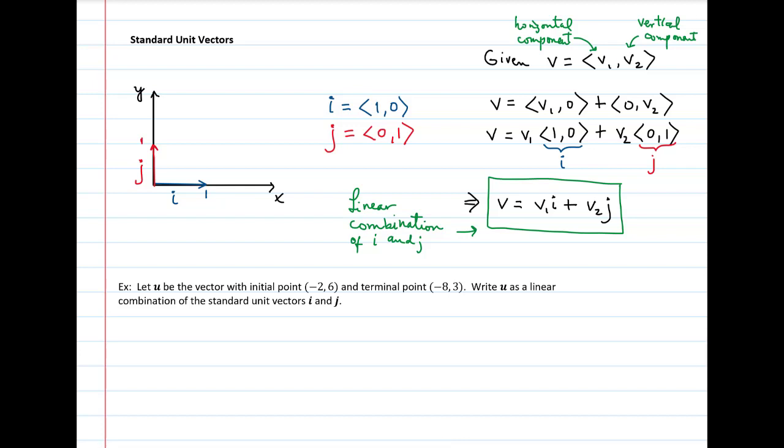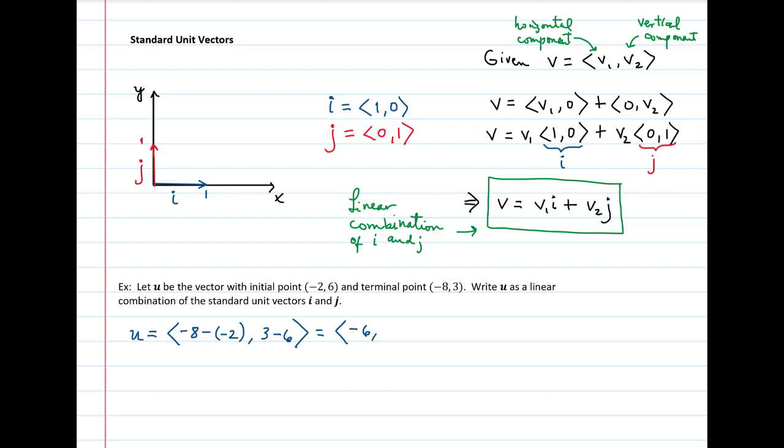So let's look at an example and see how we can represent a vector as a linear combination of the standard unit vectors. We have a vector u whose initial point is (-2, 6) and terminal point is (-8, 3). We want to write u as a linear combination of the standard unit vectors i and j. We already know how to write the component form given the initial and terminal points, so we'll do that first. And we always remember to start with the terminal coordinate, whether it's the x or the y.